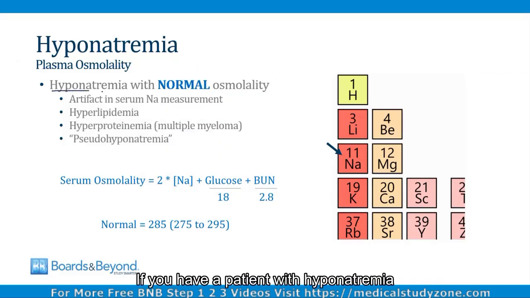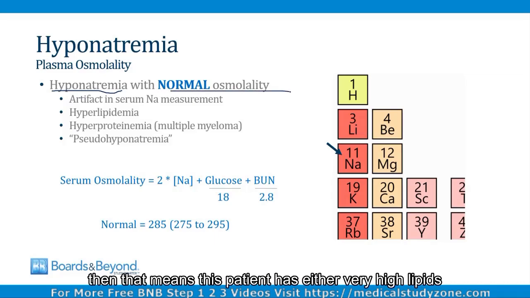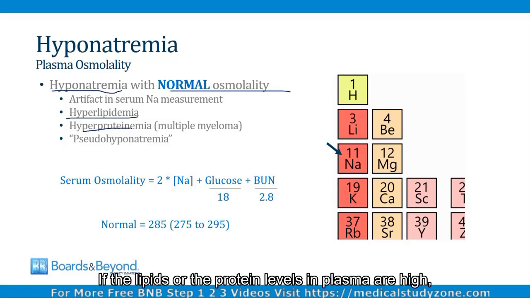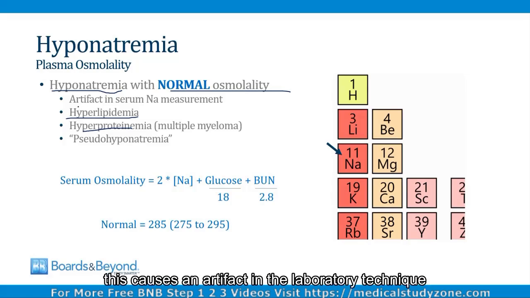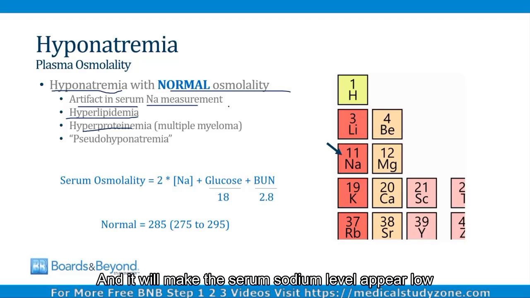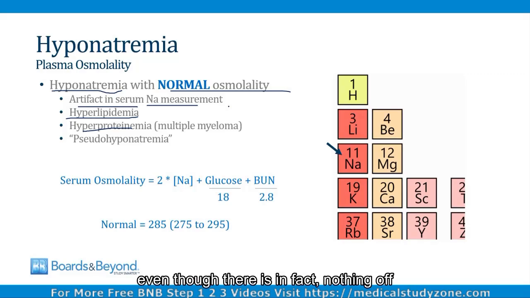If you have a patient with hyponatremia and you send a sample of plasma to the lab and the lab tells you the osmolality is normal, then that means this patient has either very high lipids or very high protein levels. If the lipids or the protein levels in plasma are high, this causes an artifact in the laboratory technique used to measure the serum sodium, and it will make the serum sodium level appear low, even though there is in fact nothing off in terms of serum sodium.